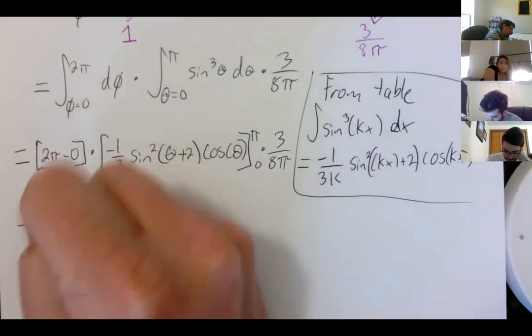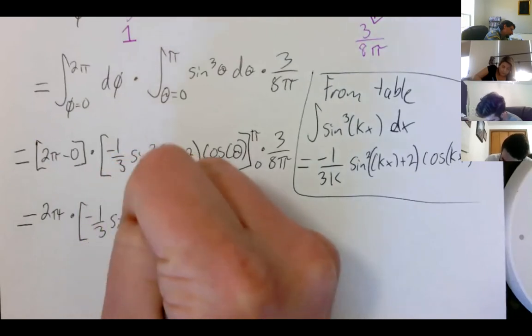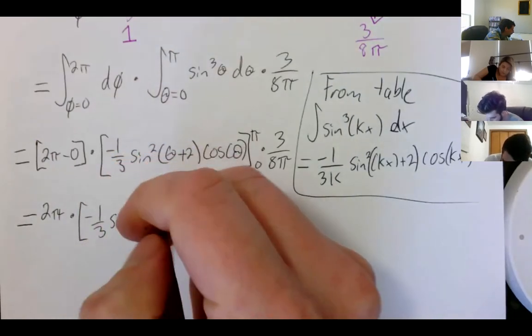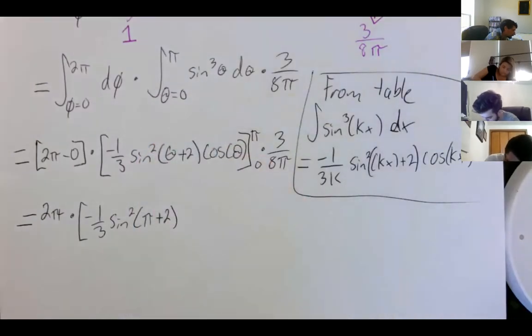We get 2 pi times -1/3 sine squared pi plus 2. Is that right? I lied.